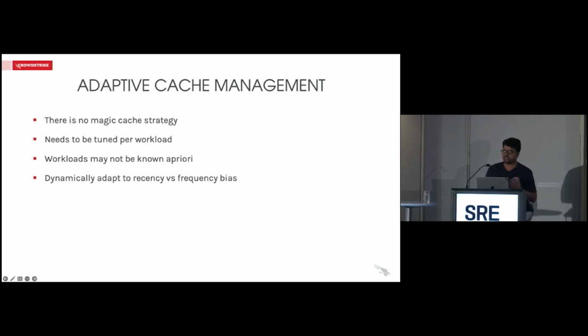Finding the best policy for a given system requires carefully understanding various characteristics of the workload and tuning your cache policy for that. But expecting our developers to do this again and again for every single cache that we might deploy in any service might be a daunting task, and probably we can apply adaptive controls there. So the idea that we are exploring right now is, how about we apply an adaptive dynamic cache management policy where we look at the recency and frequency bias of our workload and adapt to that by changing the cache strategy accordingly.